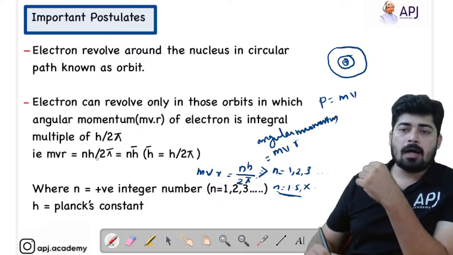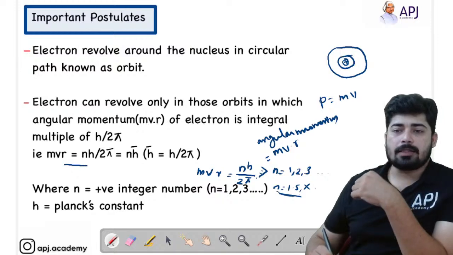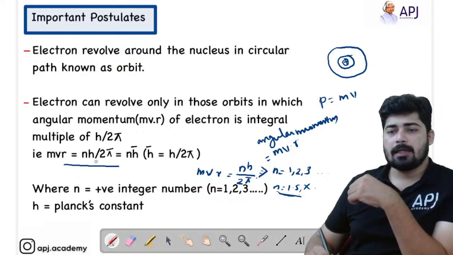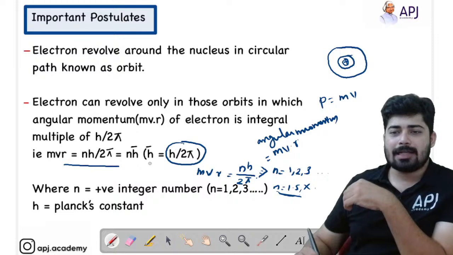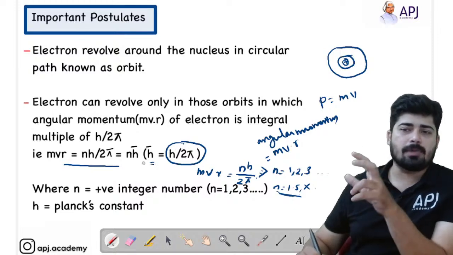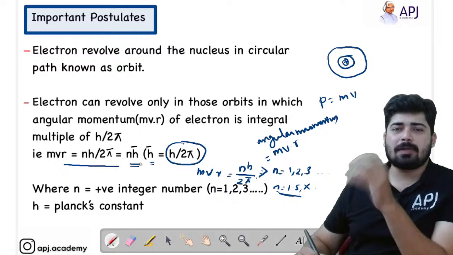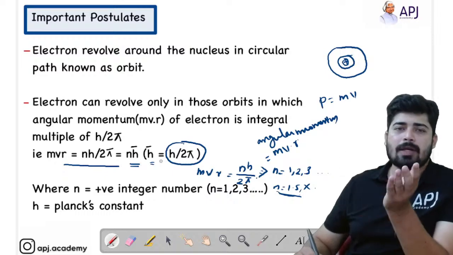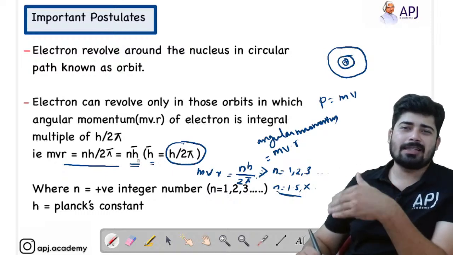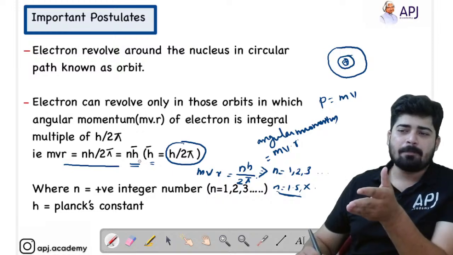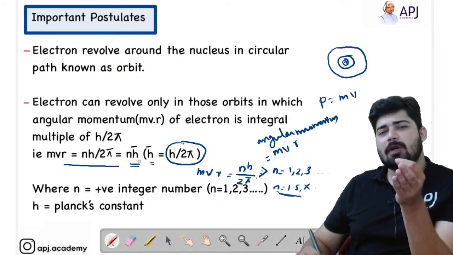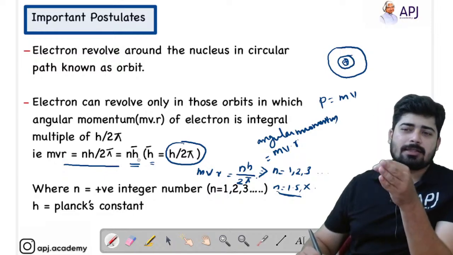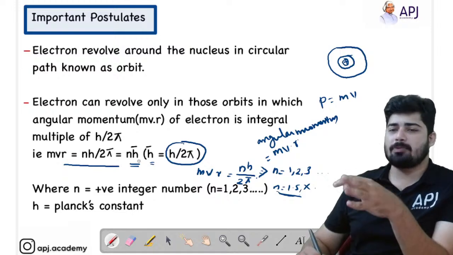Now here I told you mvr is equal to nh by 2 pi, and h by 2 pi is a constant which can be replaced by another symbol, h bar. So h bar means h by 2 pi. In certain question papers you will see the representation of h bar. Whenever you see h bar, don't get afraid, it simply means h by 2 pi.